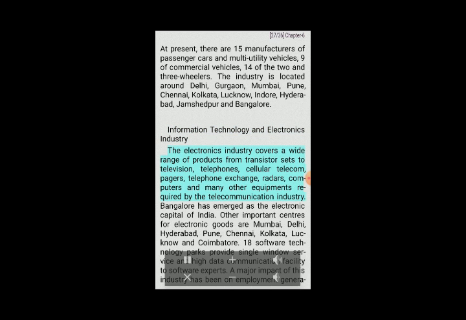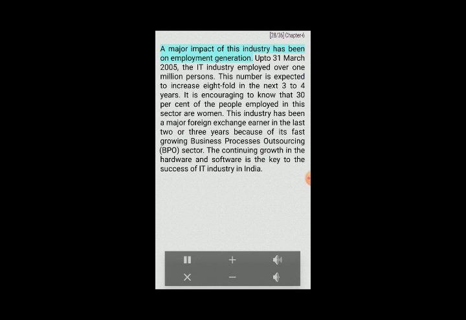Information technology and electronics industry. The electronics industry covers a wide range of products from transistor sets to television, telephones, cellular telecom, pagers, telephone exchange, radars, computers and many other equipments required by the telecommunication industry. Bangalore has emerged as the electronic capital of India. Other important centers for electronic goods are Mumbai, Delhi, Hyderabad, Pune, Chennai, Kolkata, Lucknow and Coimbatore. 18 software technology parks provide single window service and high data communication facility to software experts.